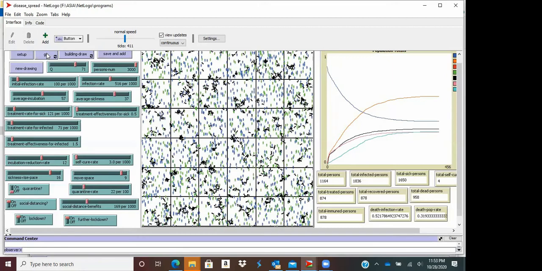What about we also quarantine those people who are infected? Let's trap them. Do not let them move around. So let's see. We turn on the quarantine.